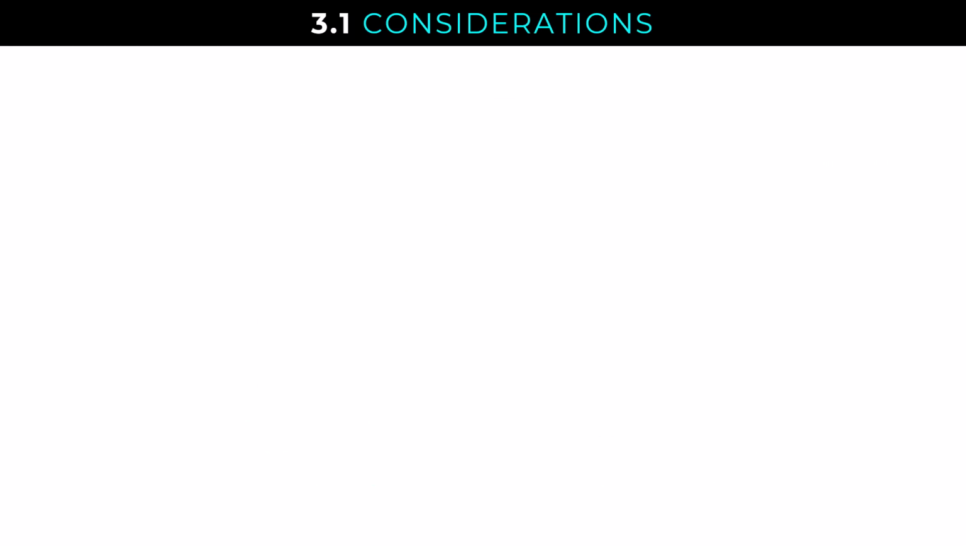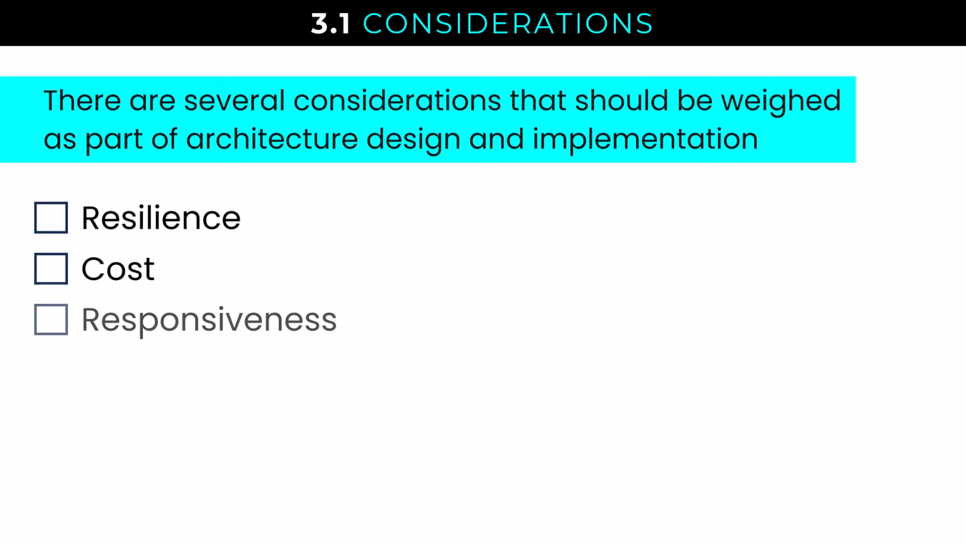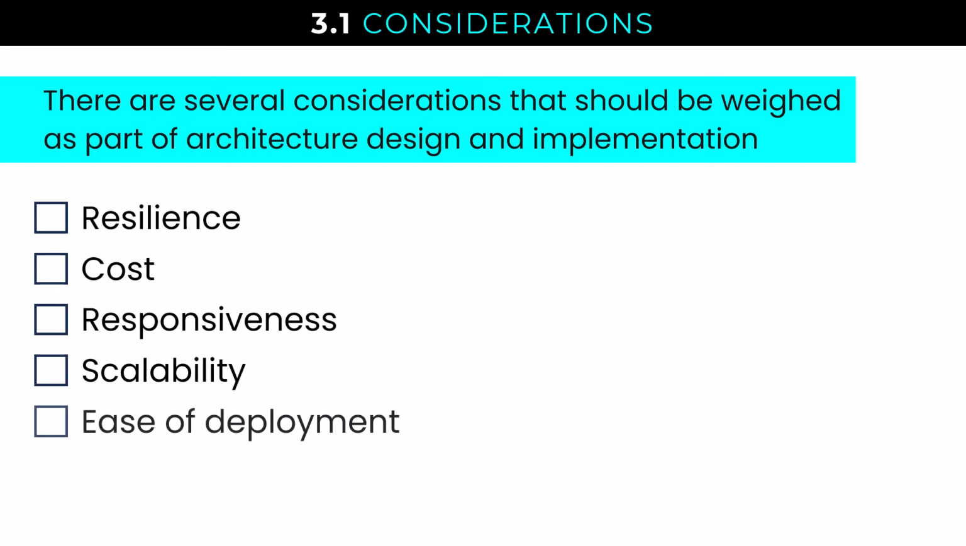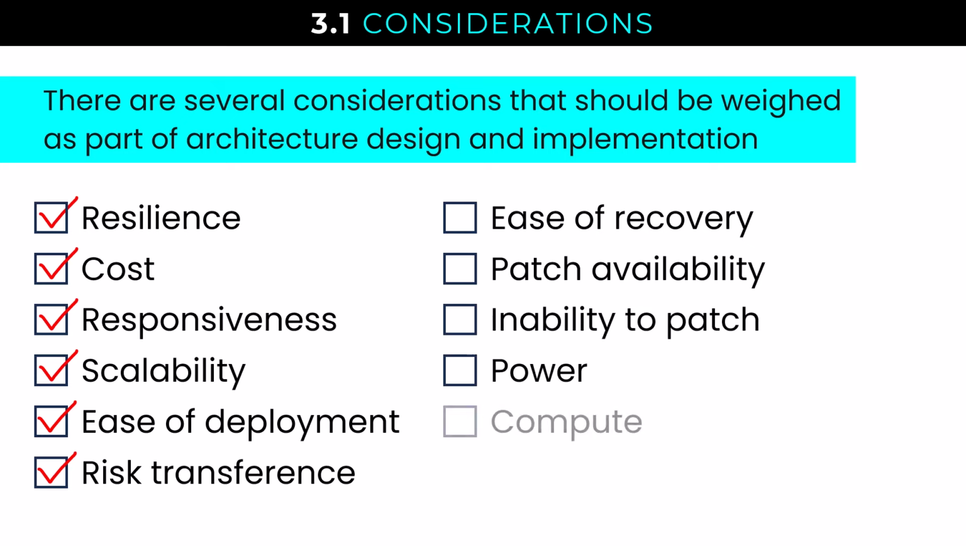Now we're going to move into considerations, and there are several that should be weighed as part of the architecture design and implementation process. So we've looked at a number of architecture and infrastructure technologies. Those are really the what we can select. Now we need to talk a bit more about why we would select it. So considerations can include resilience, cost, responsiveness, scalability, ease of deployment, transferring risk. All boxes we need to check as part of that design process, going through those considerations. Ease of recovery, patch availability, the inability to patch, power, compute.